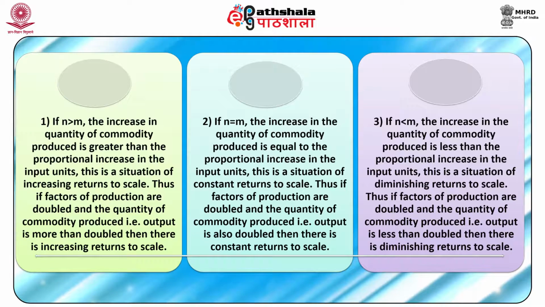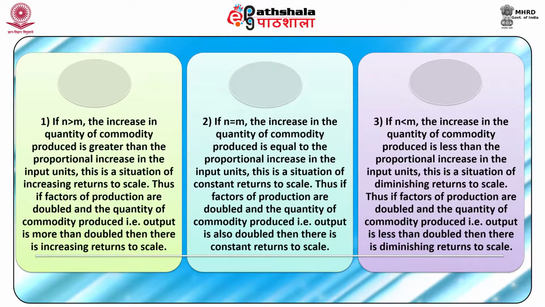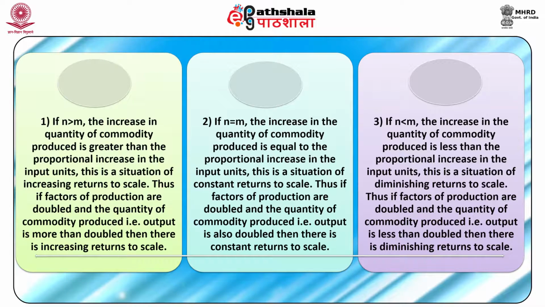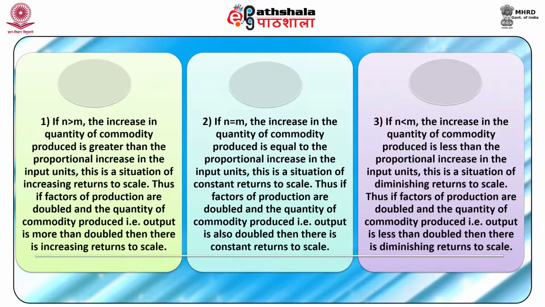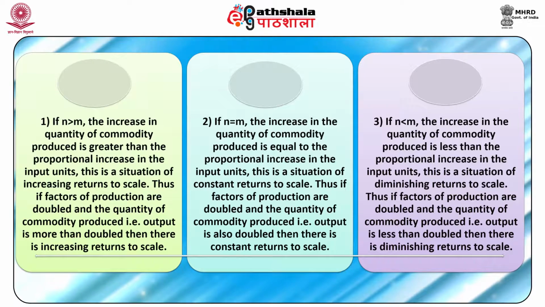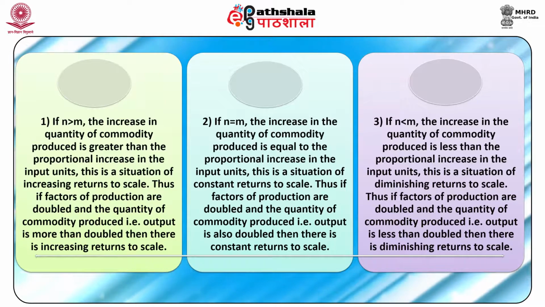Third, if N is less than M, the increase in the quantity of commodity produced is less than the proportional increase in the input units. This is a situation of diminishing returns to scale. Thus, if factors of production are doubled and the output is less than doubled, then there is diminishing returns to scale.